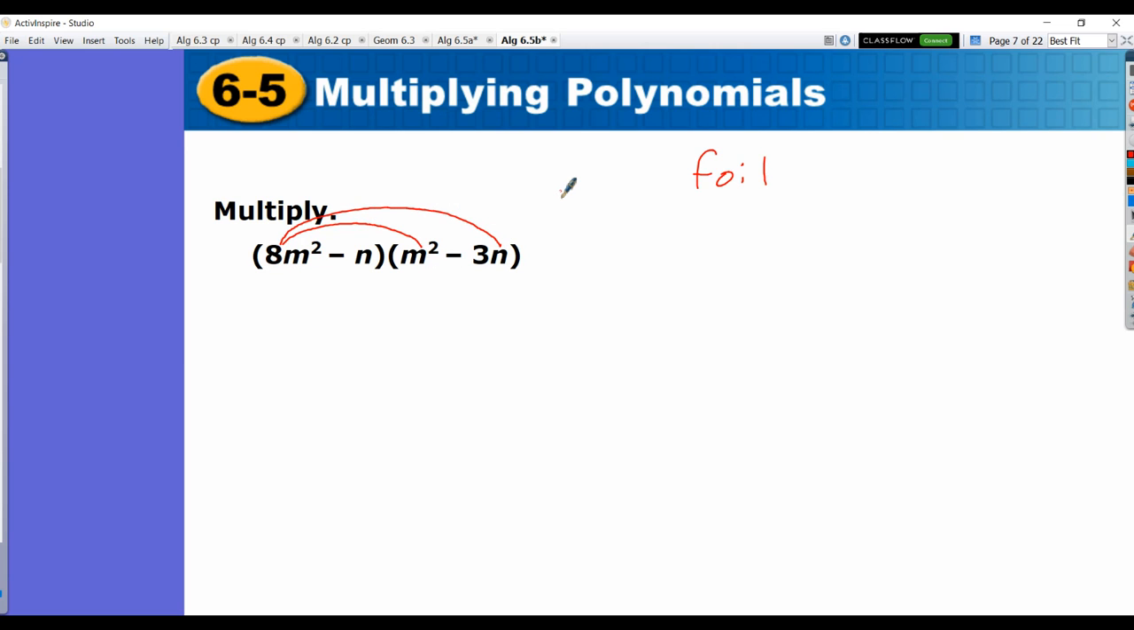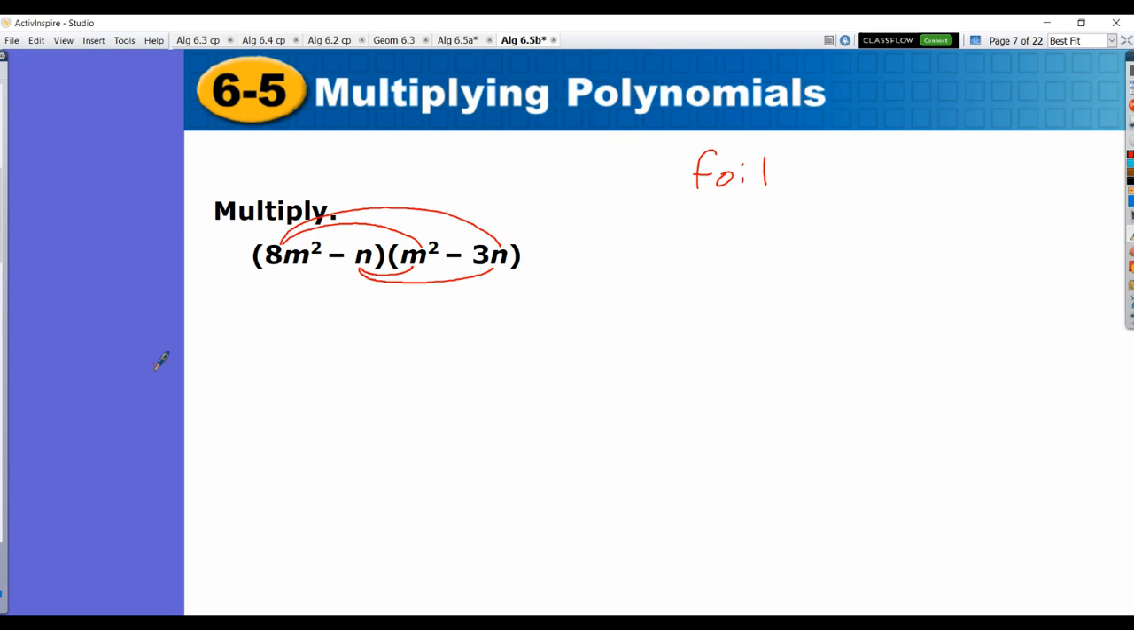There's our outside. I is going to stand for the inside. So we have negative n times m^2, and L is going to stand for the last. So we're going to have negative n, and the last curve we got to draw is over here to the negative 3n. All right, check it out. Distributive property with both terms. We got the 8m^2 being distributed. We got the negative n being distributed.